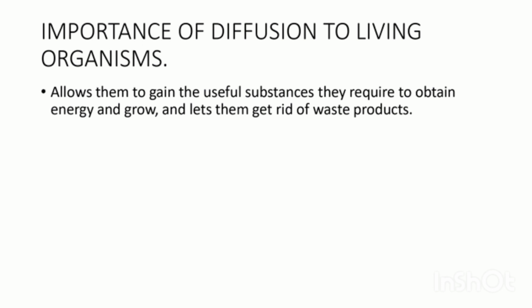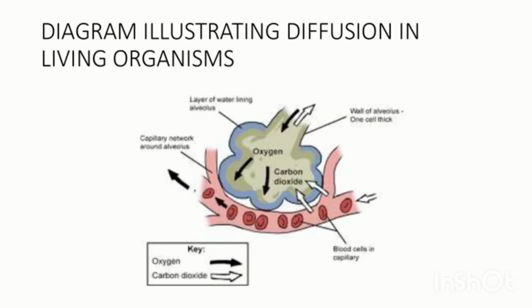Importance of diffusion to living organisms. It allows organisms to gain useful substances they require to obtain energy and grow, and lets them get rid of waste products. For example, when we breathe in oxygen and we remove carbon dioxide, as illustrated in the diagram below.